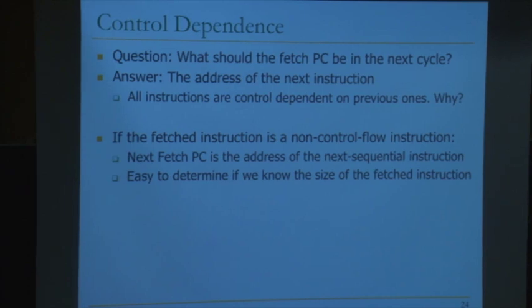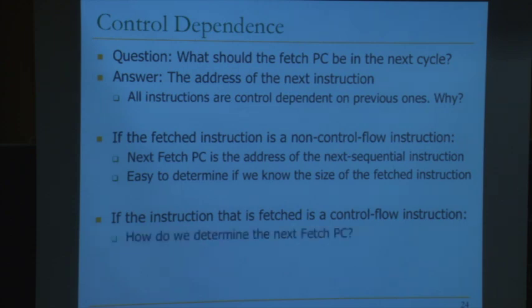So you may have a bubble in the pipeline when you're fetching if you have a variable length ISA. Okay, I'll let you think about that. This is where things get complicated with variable length ISA. But if the instruction that is fetched is a control flow instruction, then there is even a bigger problem.